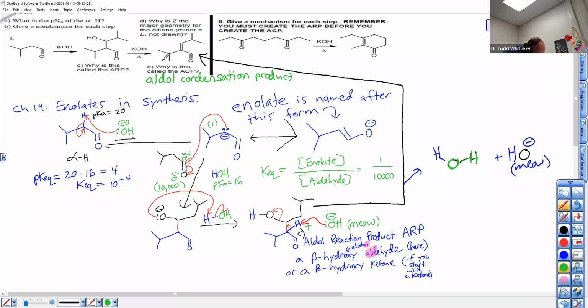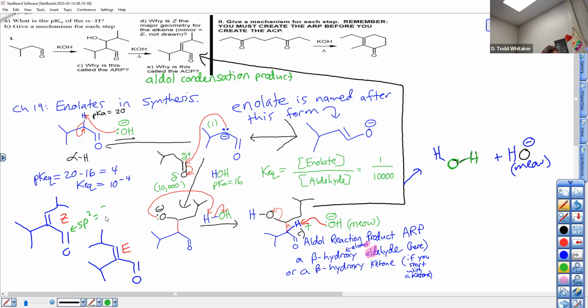And we get all the answers. Why is this Z and not E? And that, we'll just do a quick look down here at the product. The one that's drawn is here, and the one not drawn, but it says in the comment, that one's E. This one's Z. And the reason is here.